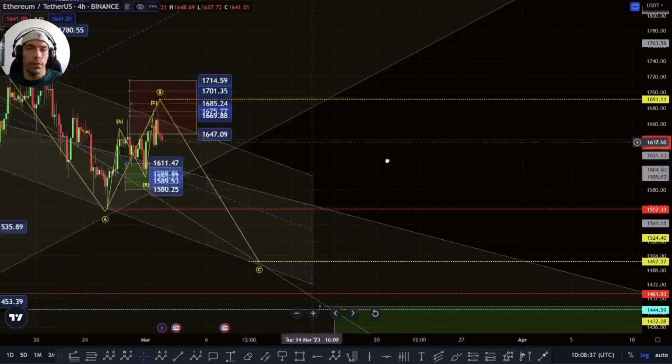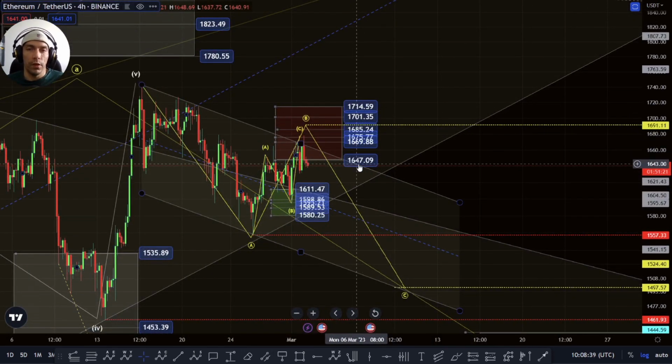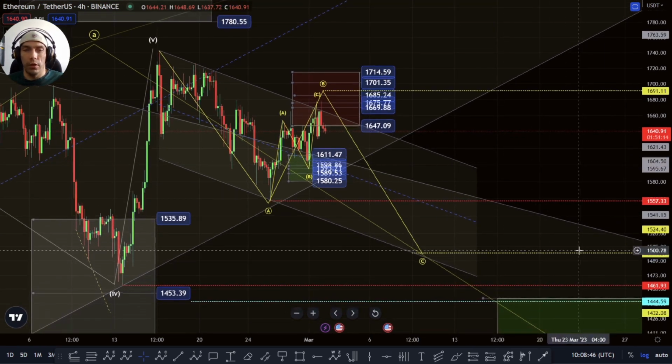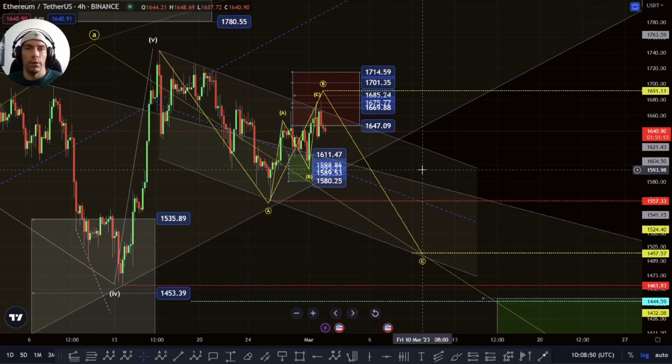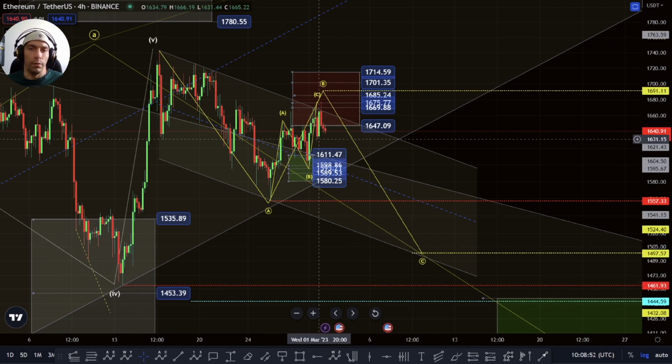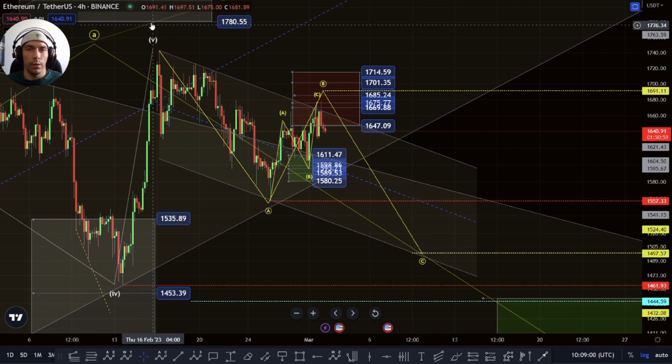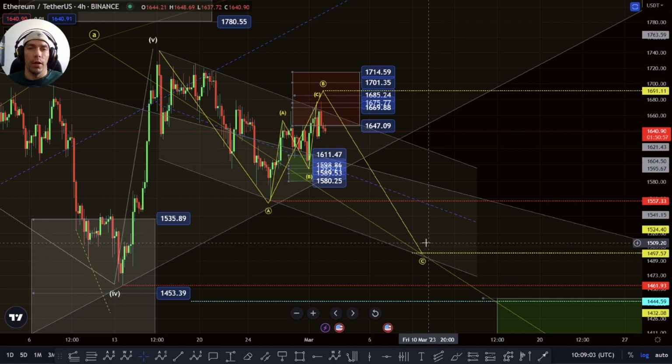Like I said, if we continue to get rejected from the 1714 to the 1670, 1647 range, then it's more likely we're actually going to be looking for that one-to-one move down here towards this 1497. So that's what I'm looking out for. If we fail to hold these zones, we start to break down, potentially lose this channel. That would be an area I'm looking at for a potential C wave.